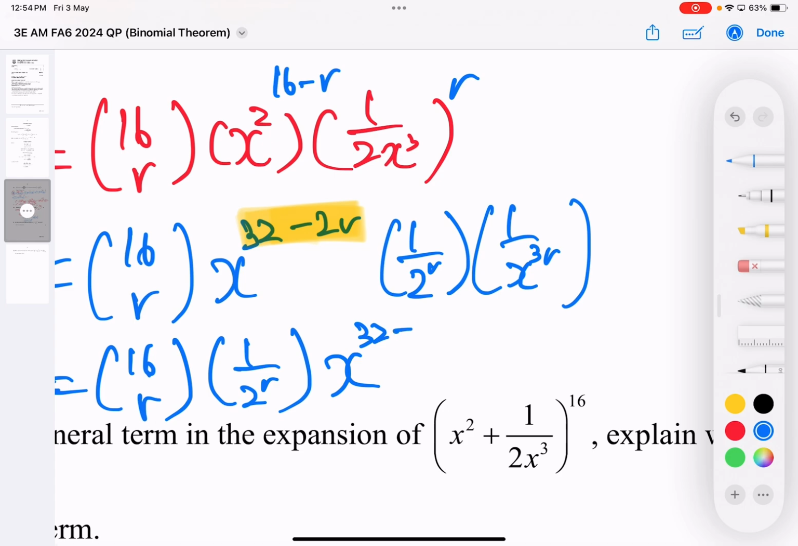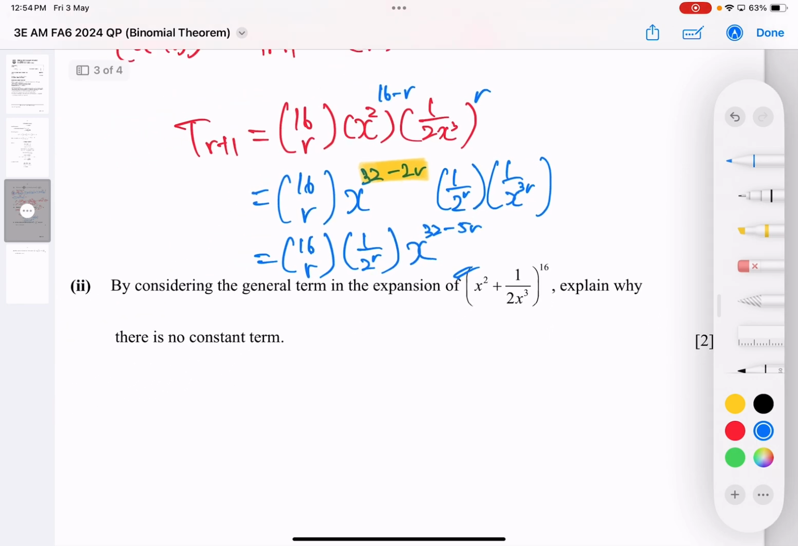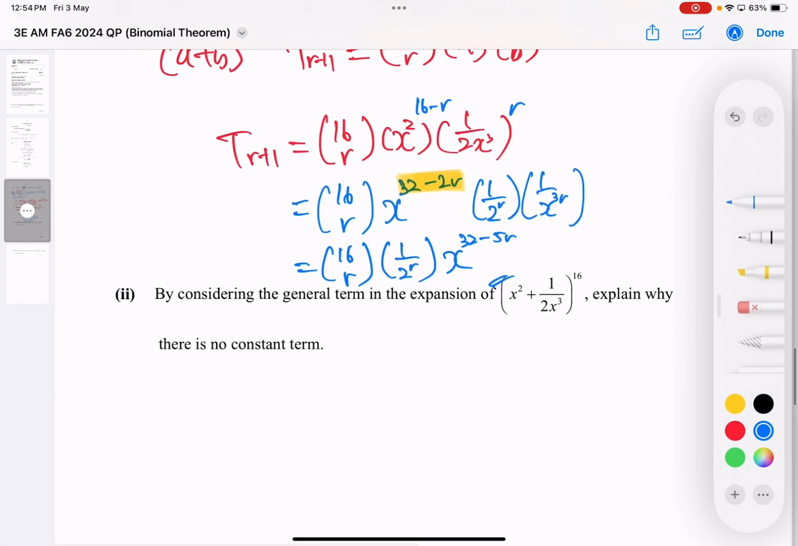Good. 32 minus 5. Why is it minus? Because this is divide. Can you guys see that? This is divide. So this is the simplified general term. You must leave it in the simplified form, ladies and gentlemen. You must group all the x terms together. Okay? Now, let's look at the next one.